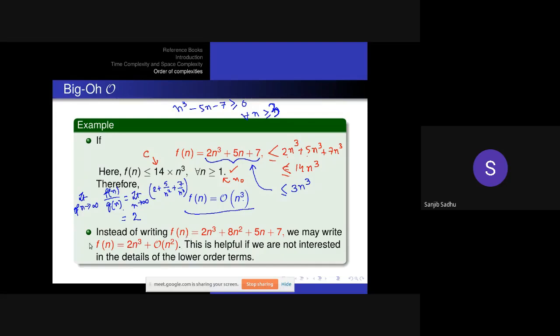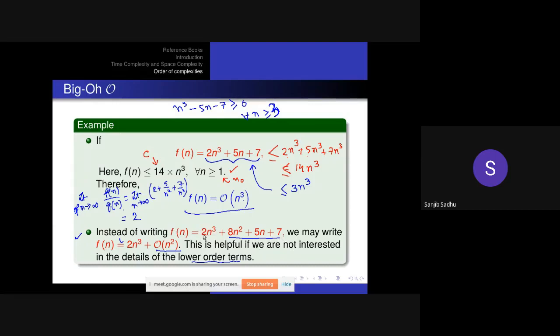Another case: instead of writing Fn, suppose you have been given an expression. Now I don't bother about the lower terms. So how can I write this expression? I can write it as 2n cube plus big O of n square. This portion I am writing as big O of n square, because we are not interested in the lower order terms. I need only these terms. You can write it this way, but actually this function is big O of n cube, fine.